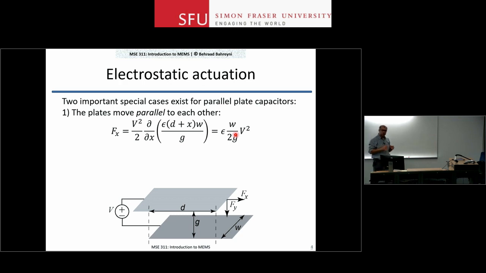So the interesting point here is that the initial engagement of the electrodes doesn't matter. So if they see a lot of each other or they see a tiny portion of each other, as long as you can ignore the fringing fields, the force is going to be the same. You get more or less the same force regardless of the amount of engagement between the two electrodes. So that's really interesting and very useful, as we will see later on.